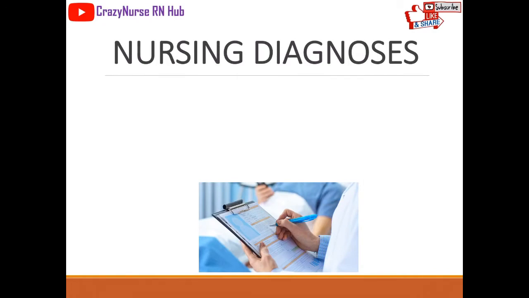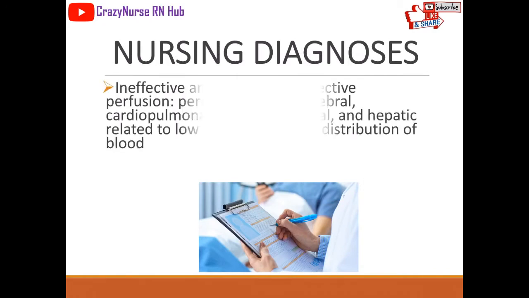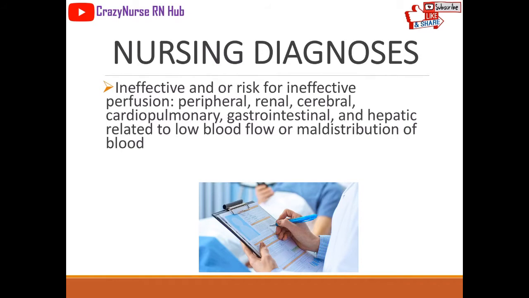Now let's proceed to the nursing diagnosis. We have, first, ineffective and/or risk for ineffective perfusion: peripheral, renal, cerebral, cardiopulmonary, gastrointestinal, and hepatic, related to low blood flow or maldistribution of blood. Also, we have anxiety related to severity of condition.